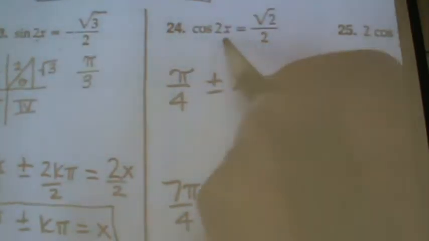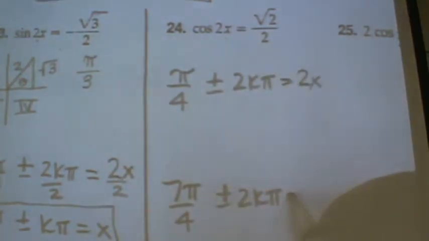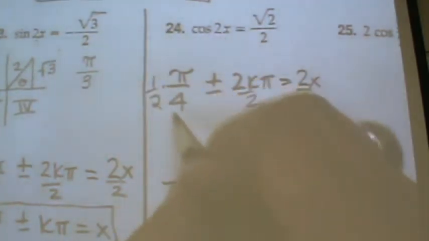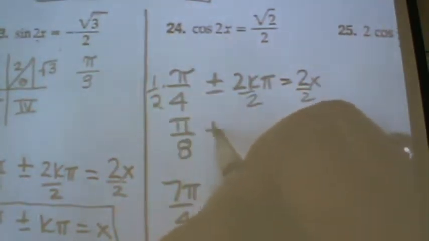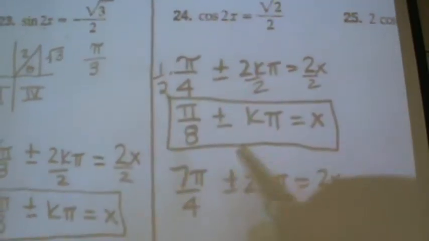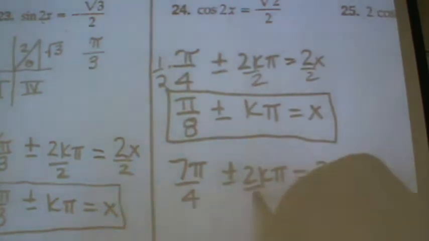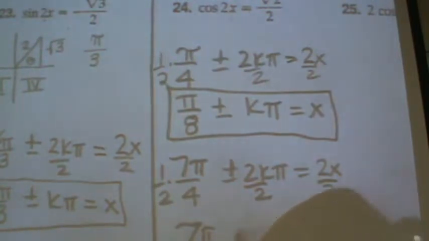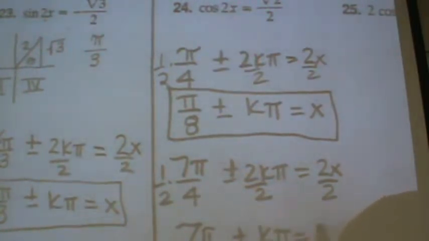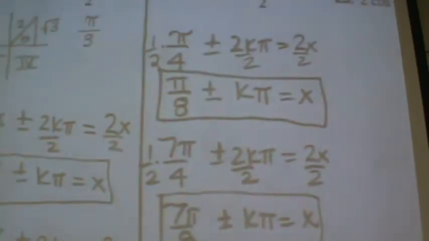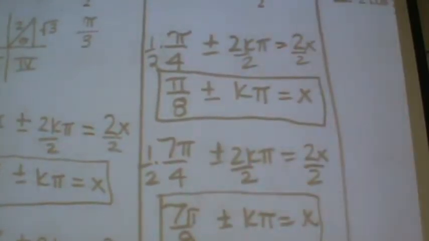What do you do with these two answers? Set it equal to 2x and solve for x. Divide by 2. So pi over 8 is one answer. Please box them in if you do what I do, like here, I kind of go backwards. So 7 pi over 8 plus or minus k pi. Thumbs up on this? Do you get this? Yeah? Okay, good. What do you think you're going to do on 25?